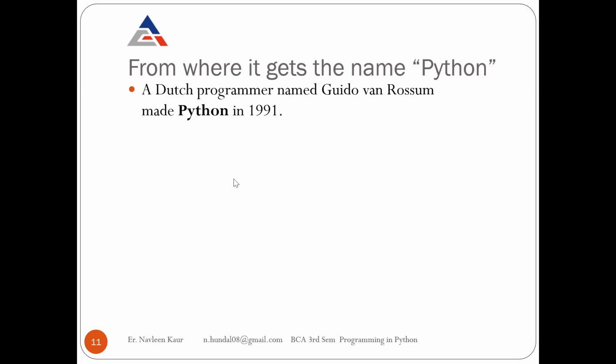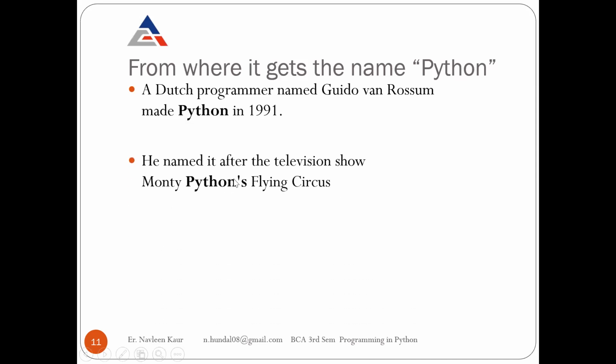Now, why did he name it Python? At that time when he was creating it, he was on winter vacation. You know that in foreign countries there is a long Christmas break that starts from 24th of December and goes all the way till New Year. They enjoy a long winter break. At that time, Guido van Rossum was sitting free at his home, thinking of creating a language that should be very easy.